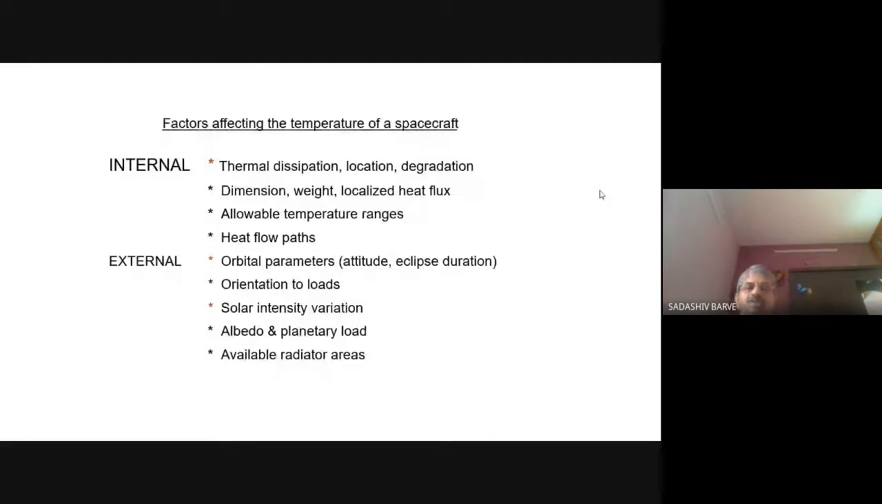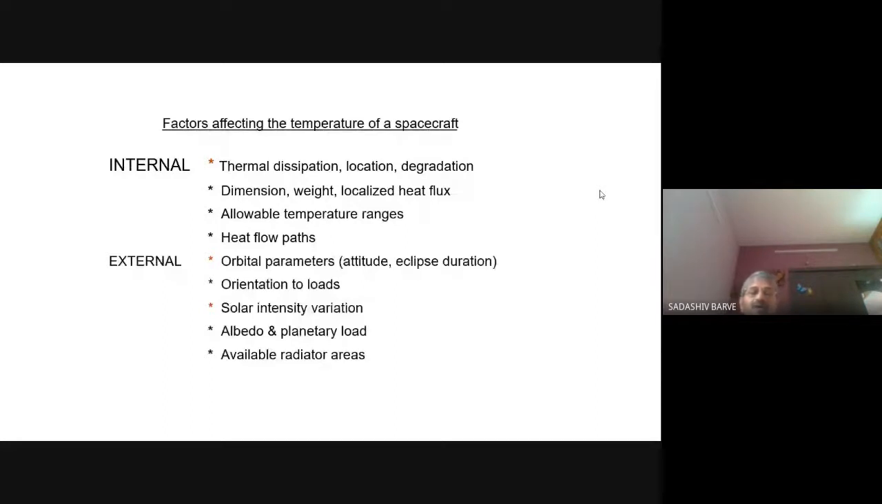Orientation to the load. We need to know how the satellite is oriented with respect to different loads. It can be albedo shine or it can be solar load. Then depending on the season, solar intensity varies from 1.3 to 1.4 kilowatt. I told you, from summer to winter, because by virtue of satellite movement, the satellite comes closer and goes away during a year, and the average solar intensity varies in the range of 1.3 to 1.4 kilowatt per meter square.